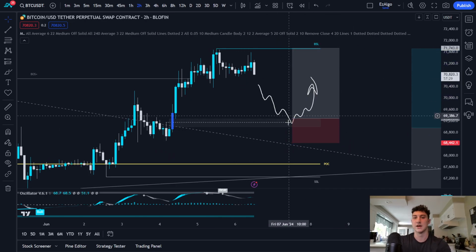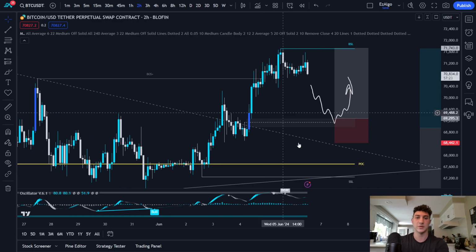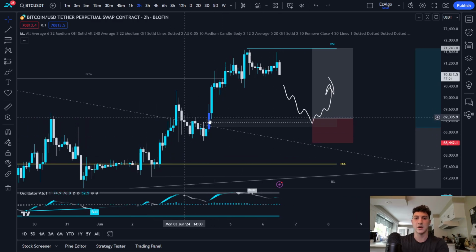So if price comes back down to this level, I will be looking for a long position, right? Because we've broken out of that downtrend. We saw a structure break to the upside with displacement, right? Breaking structure to the upside. So this is a valid displacement candle, a valid fair value gap, right?